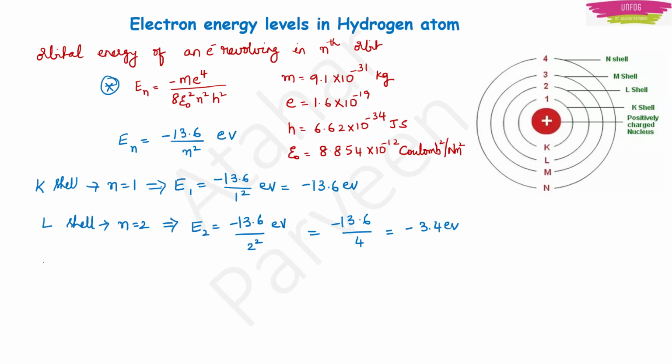Like that only, you can do it for the M shell and for the N shell also. Your values will go on changing, till n is equal to infinity. At that time your energy will be 0 electron volt. So this is how you can find the electron energy levels in the hydrogen atom using all the constants. The only thing you should know is the shell. If you know whether it is K, L, M or N, then you will know n, so you can find the orbital energy.